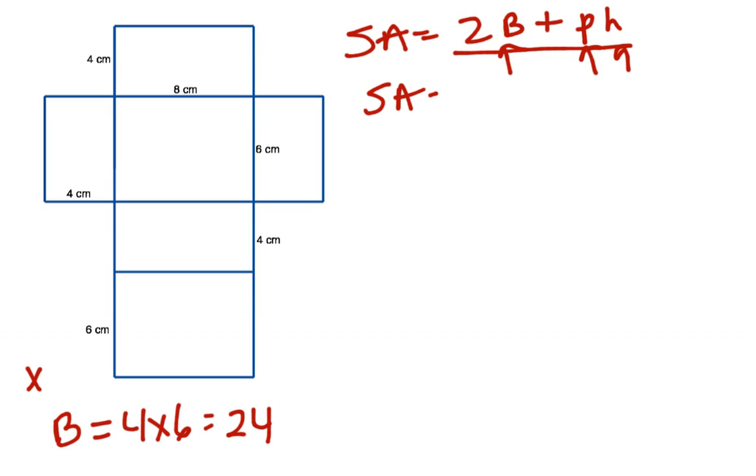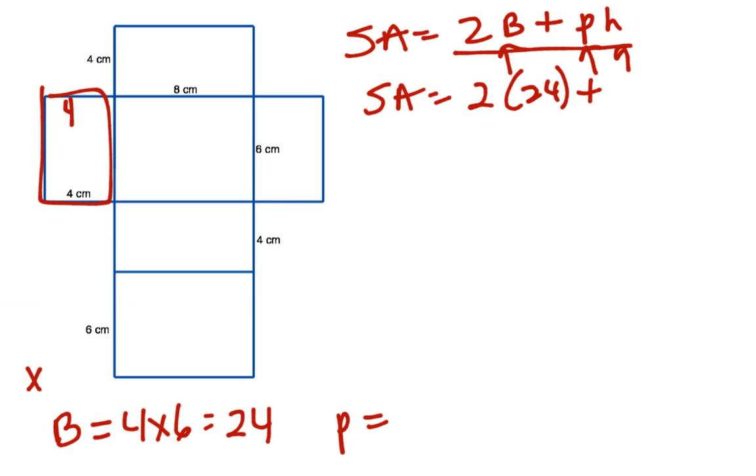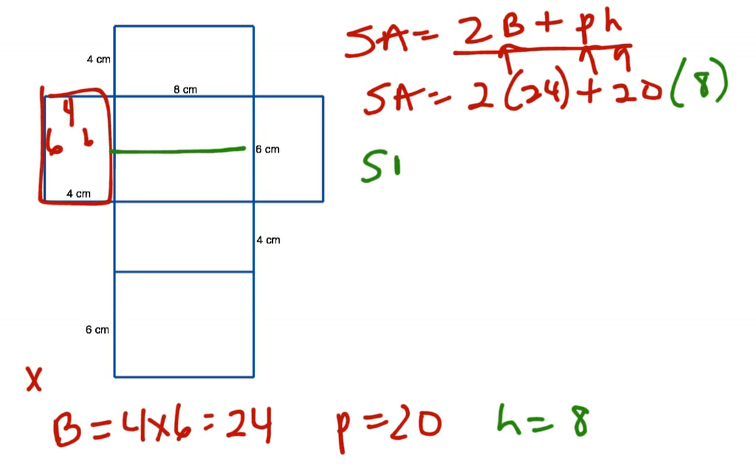So surface area equals 2 times 24 plus perimeter of the base would be this, which would be 4, 10, and 10, which would be 20. So that's 20. And then height is going to be the distance between your two bases, which is 8. And so that's times 8. The surface area equals 48 plus 160.